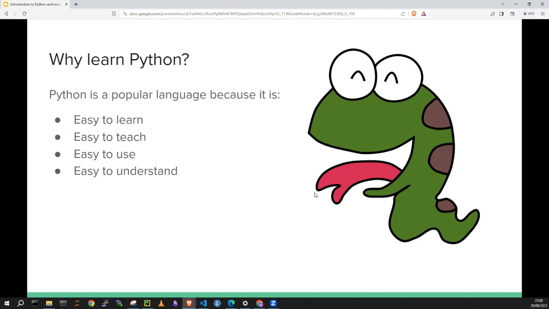And also it's easy to obtain, install, and deploy, right? Python is free and open and multi-platform. I will show you where and how to download Python.